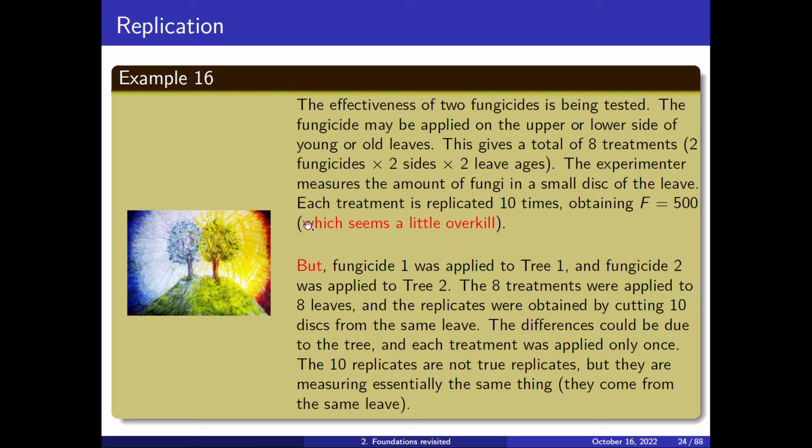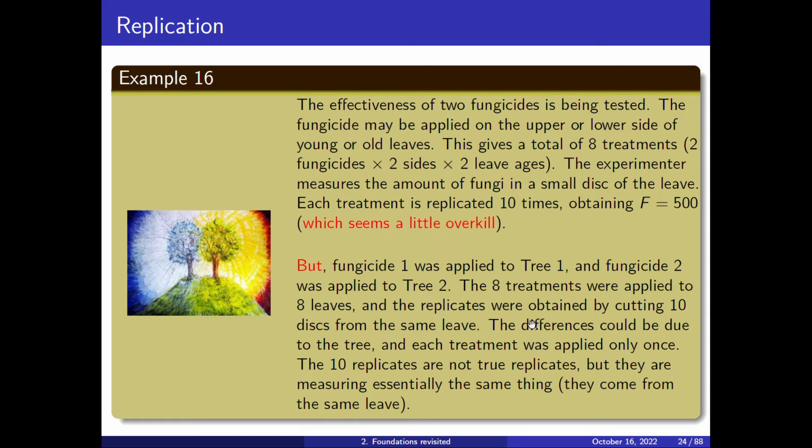Okay, so when you dig into how this particular experiment was carried out, we see that fungicide 1 was applied to tree 1 and fungicide 2 was applied to tree 2. So we already see that we have a confounding effect here. We don't know if the difference in fungi is caused by the fungicide or by the tree. So the tree and the fungicide have been confounded. We should have used the tree as a block, and then each tree should have seen both fungicides.